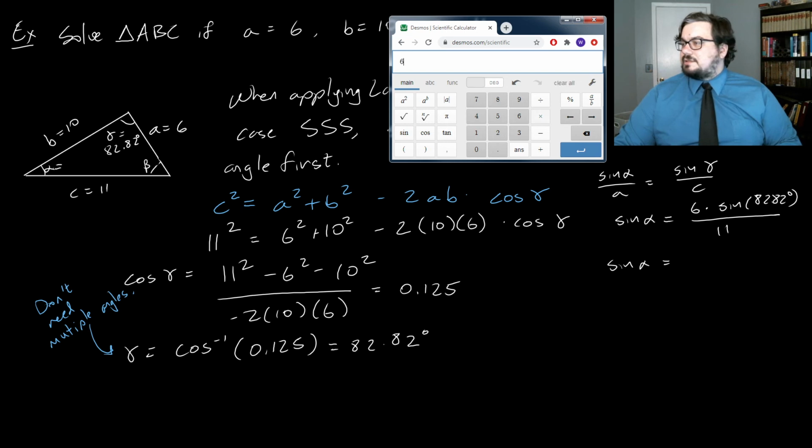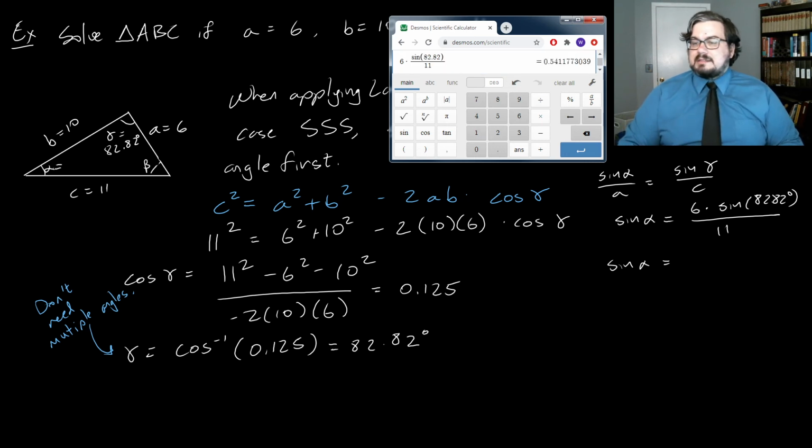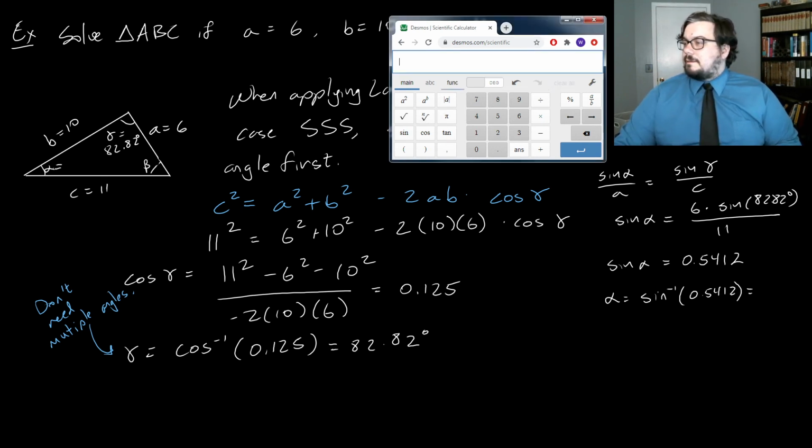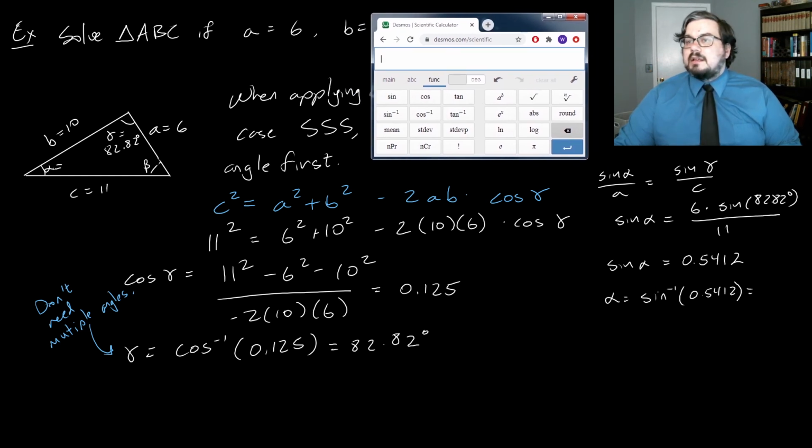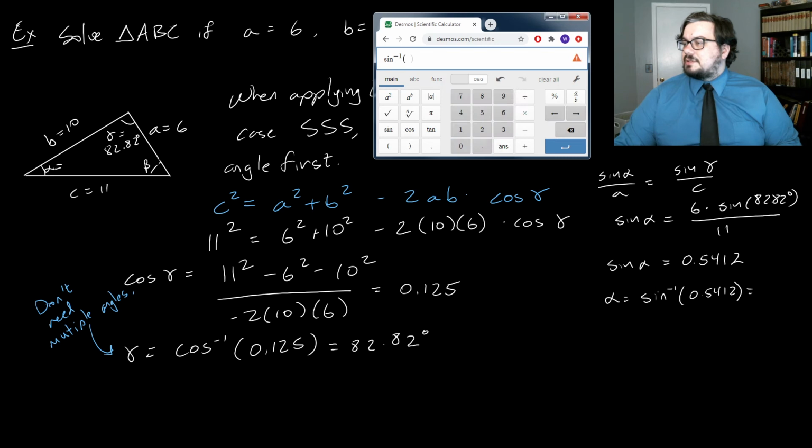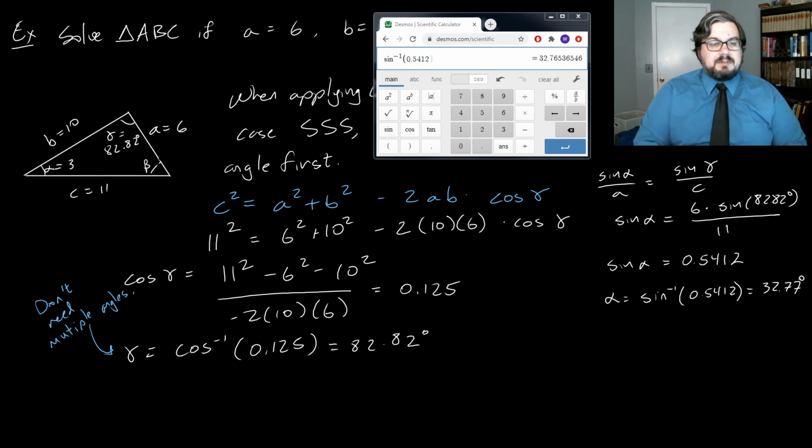Sine of alpha is equal to 6 times sine of 82.82 degrees divided by 11, and we get that sine of alpha is 0.5412. So that's going to tell us that alpha is equal to inverse sine of 0.5412, which in the calculator gives us 32.77 degrees.